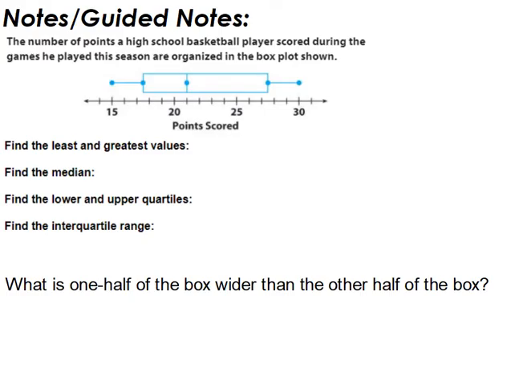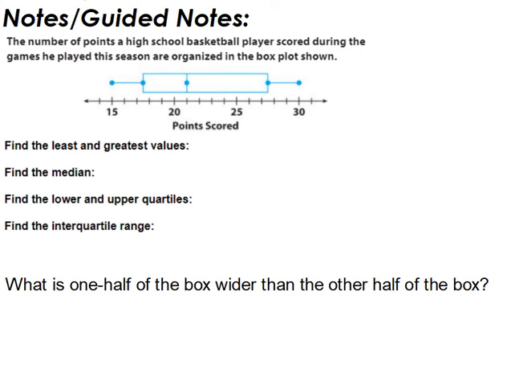First, the number of points that a high school basketball player scored during each game he played this season are organized in the box plots shown. So this is the data for which a player scored their points. This is a lot different than a dot plot. They call them box plots. You might have heard of box and whiskers, because here we have the whiskers and then here's the box in the middle. But each one of these points is unique and represents something special for a box plot.